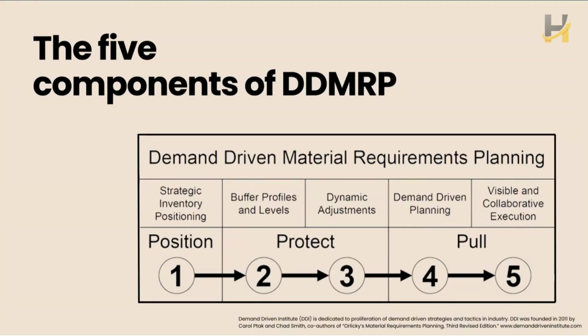To understand DDMRP in more detail, let's look at the five components of DDMRP. The first is strategic positioning, then buffer profiles, dynamic adjustments, demand-driven planning, and visible collaboration. Put together, these five components of DDMRP have been translated into three major processes, as we call them: position, protect, and pull. The three Ps work together to ensure that the process works exactly as per the demand signals and gives an adequate response to supplier requirements, so that ultimately the inventory is within your control. We'll go into each of these components in detail in the coming slides.